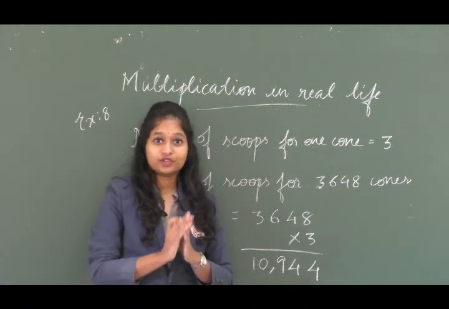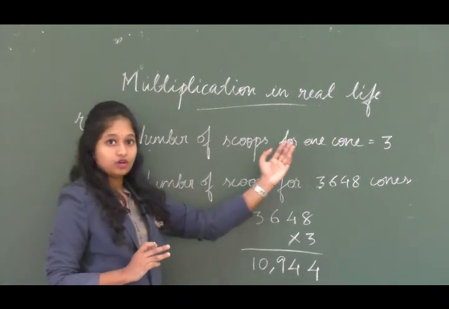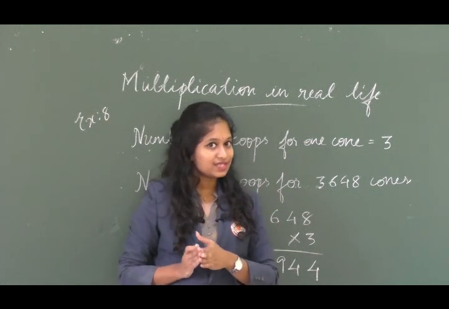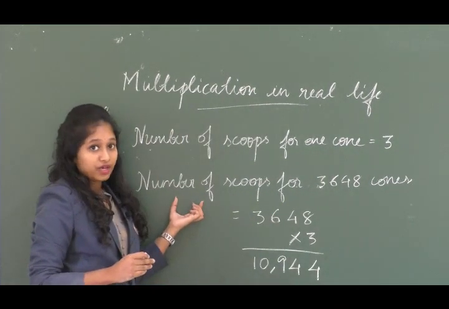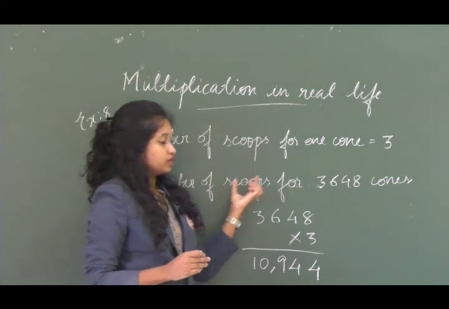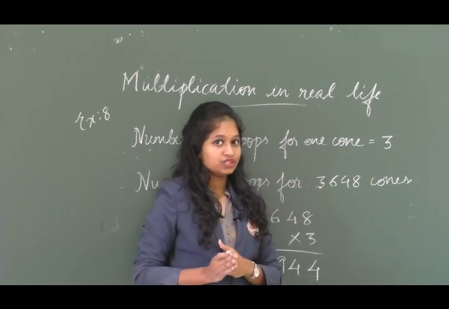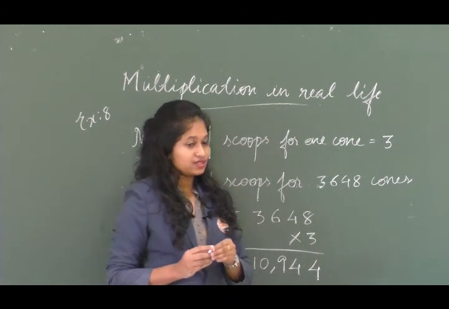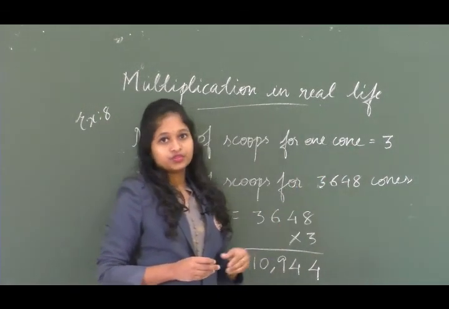Yes, we have to first write the number of scoops for 1 cone. It is given as 3. And to find number of scoops for 3648 cones, we have to multiply both. That is 3648 into 3.